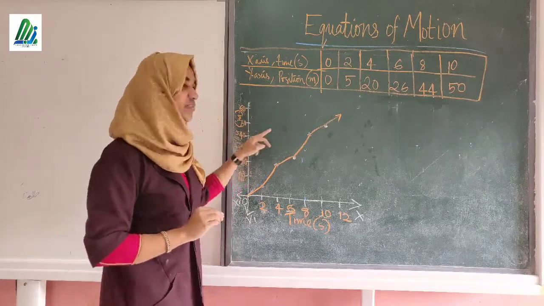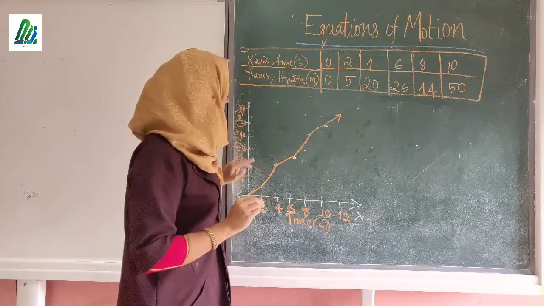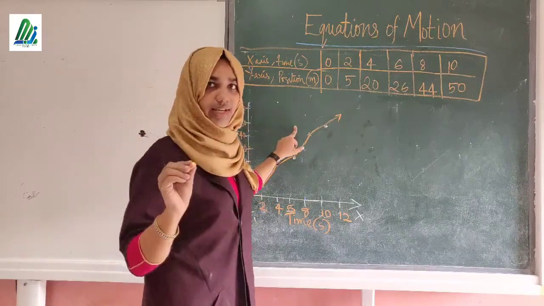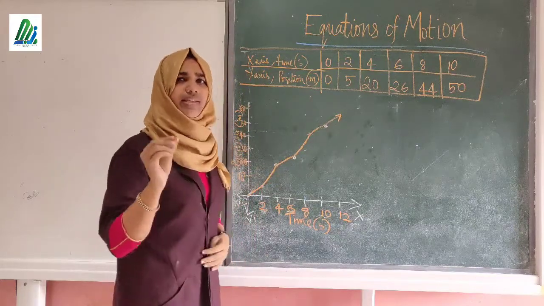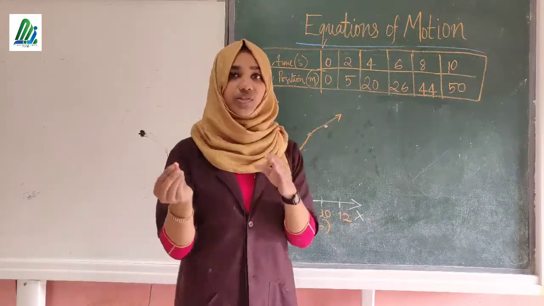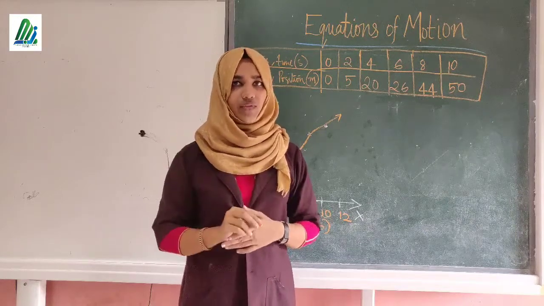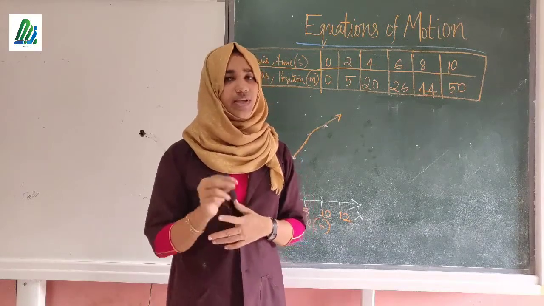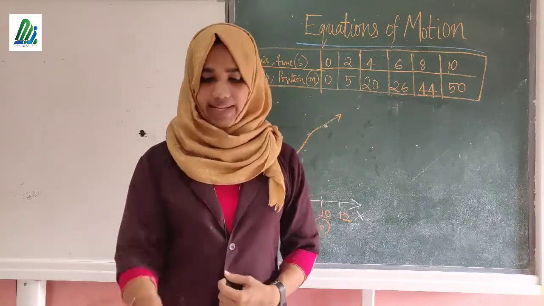When the graph is a straight line, we call it a straight line graph. When the graph is not a straight line, we call it a non-uniform graph. I think all of you got the difference between a uniform graph and a non-uniform graph. Is it clear? Okay, we can move to another section, that is the velocity time graph.